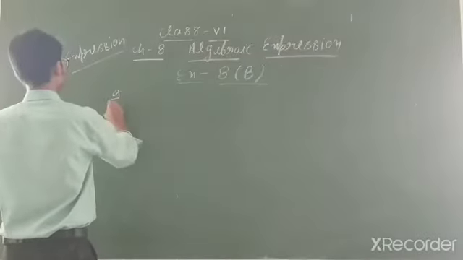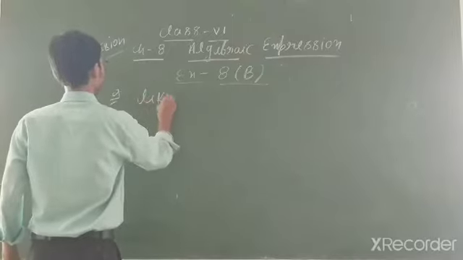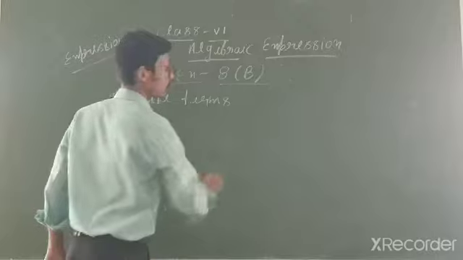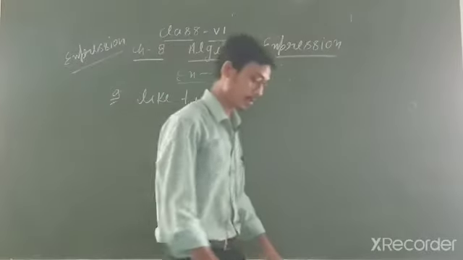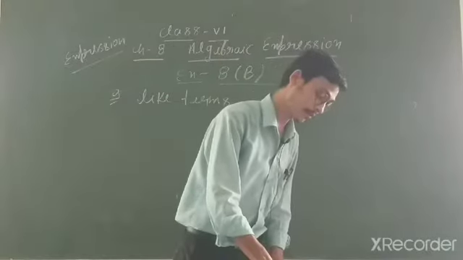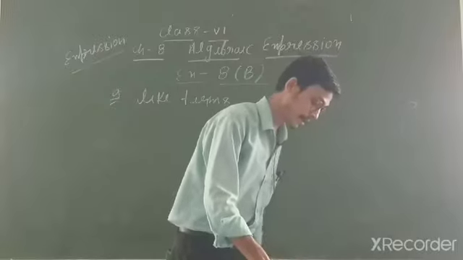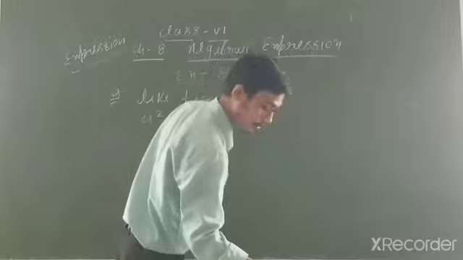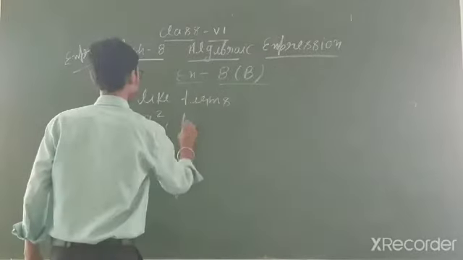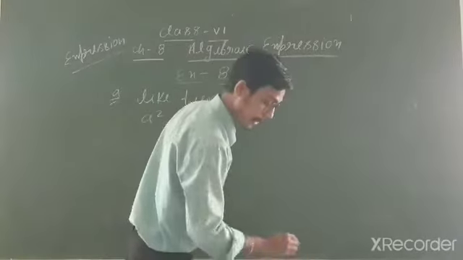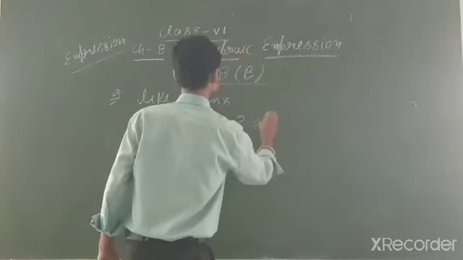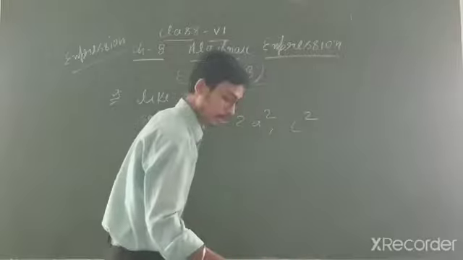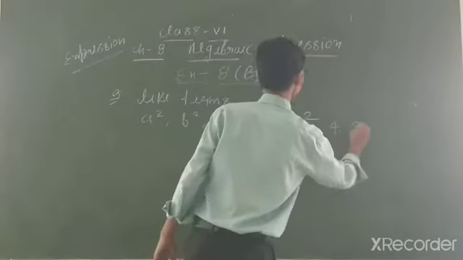9th question, like terms. What are like terms? I think you know, I explained like and unlike terms in decimals and integers. Here, in an algebraic expression, you have to find the like terms. Clear? It is given: a square, b square, minus 2a square, and c square, and 4a. Clear? Now you have to choose the like terms.